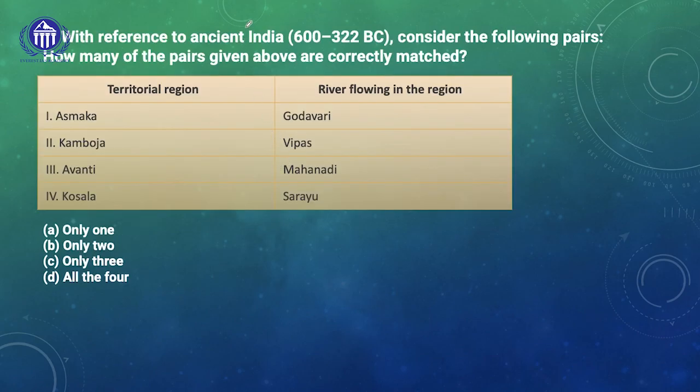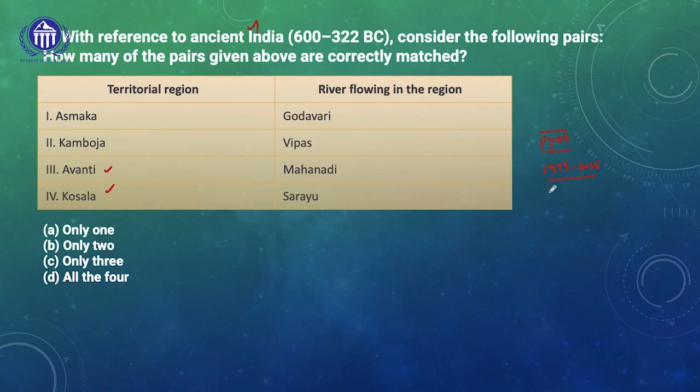Then coming to the third question, with reference to ancient India. Consider the following pairs. If you look at Avanti, Kosala, they are repeatedly asking these in previous year questions. What you have to do is, while reading the previous year questions, cover from 1979 to 2025. In that, try to cover the ancient history questions at one go.